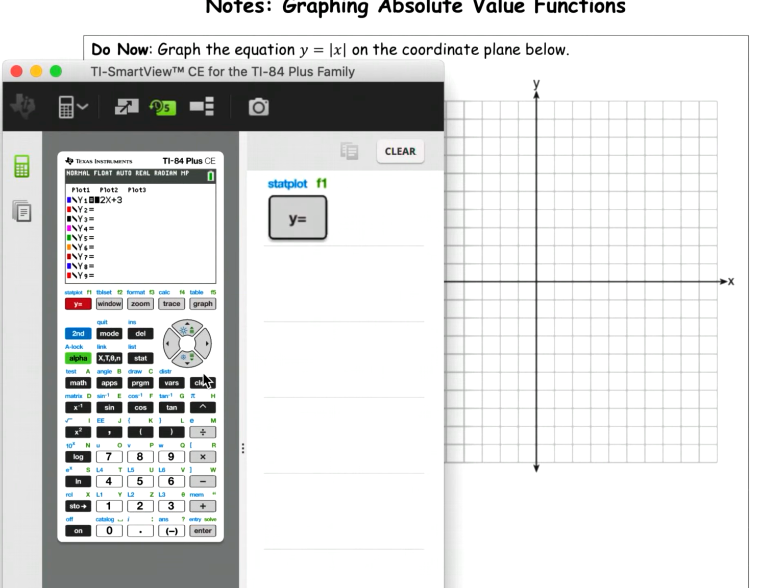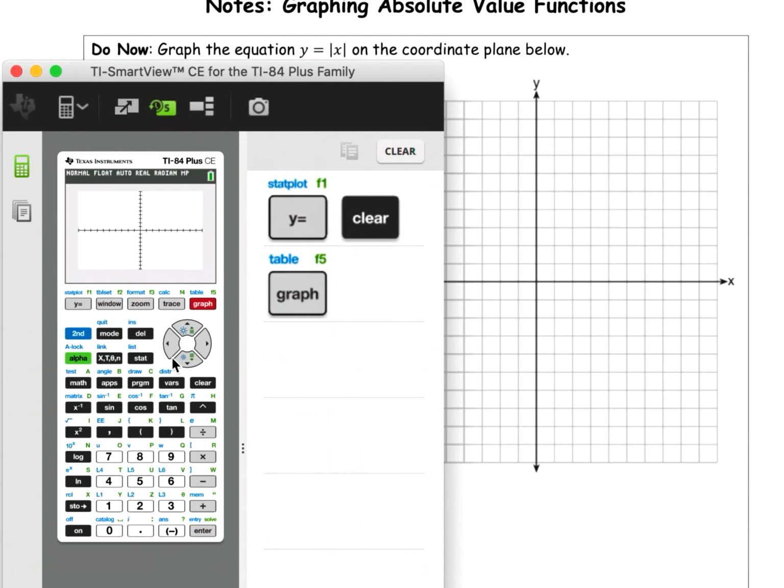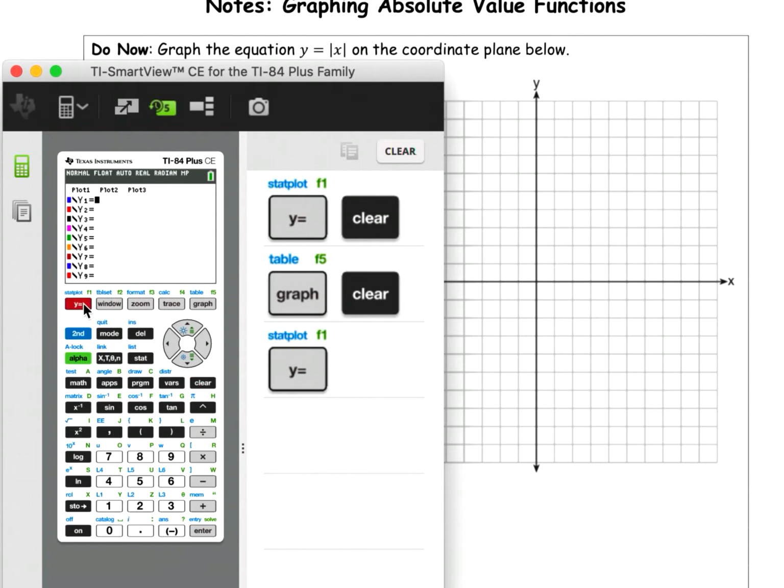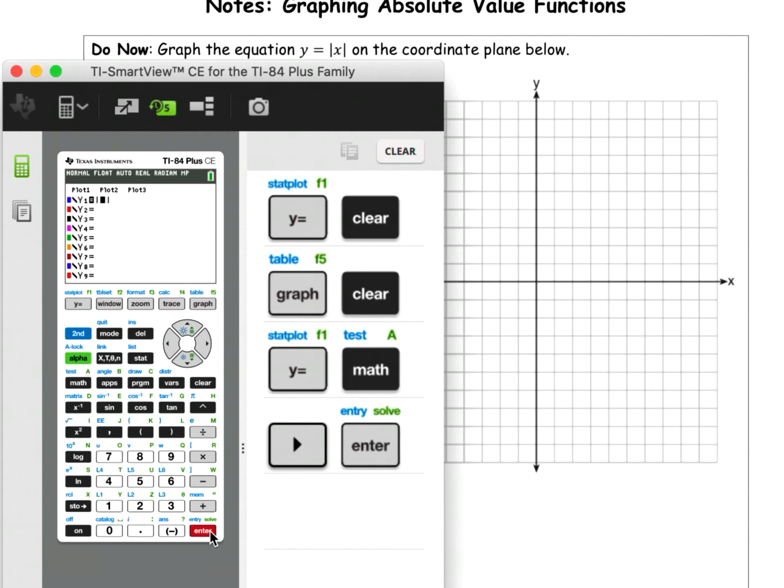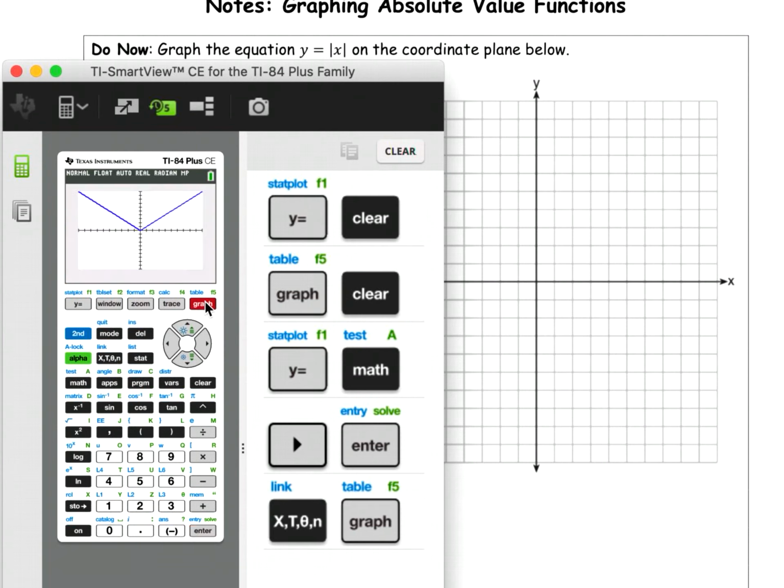Let's clear out anything that's in our calculator. Okay. And now we're going to graph our equation. So if you remember where absolute value is, you press math, you go over to num, which stands for number, and abs is absolute value. So press enter on that. We want the absolute value of x. Press graph. Should look something like that. We just graphed it.